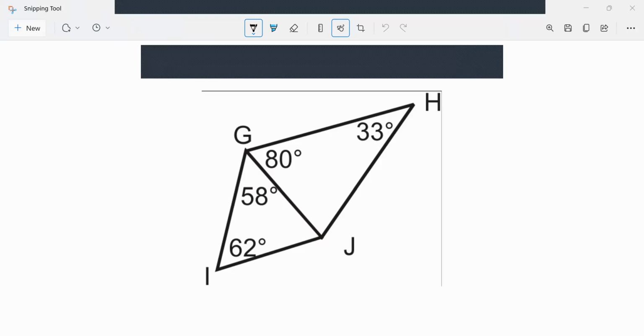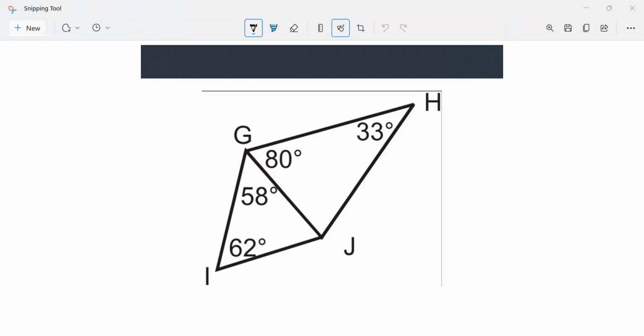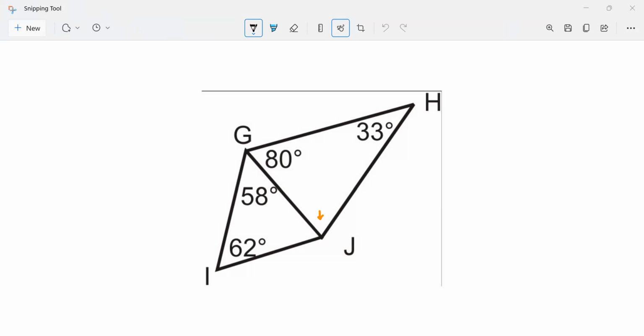Hey, this is Mariam, and today we are going to figure out how to order the sides of this shape from least to greatest. So what we first have to do is find these missing angles. And we know that the sum of the interior angles of a triangle equal 180. So we can do 80 plus 33 plus x equals 180.